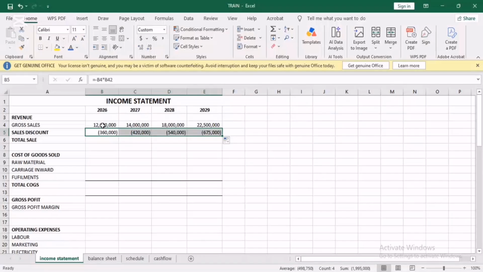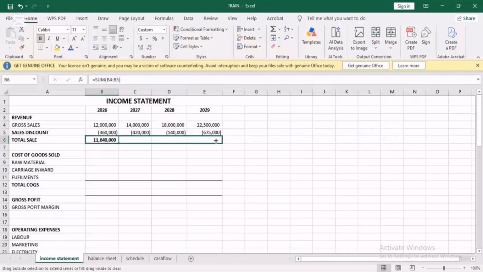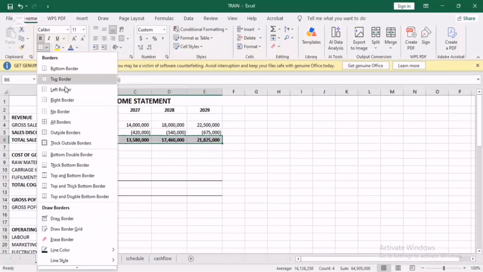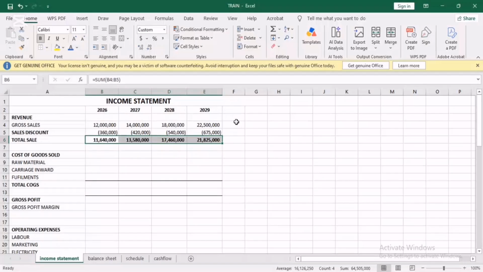So we are expecting this sales and this discount for the period. Now let's add up and get our net sales. So I hit summation. Right, let me run through. Good, the top border. So that's that. For the next one, we have our cost of goods sold.